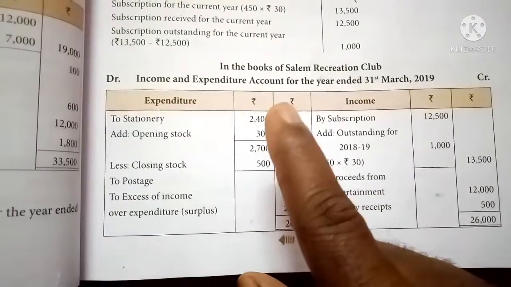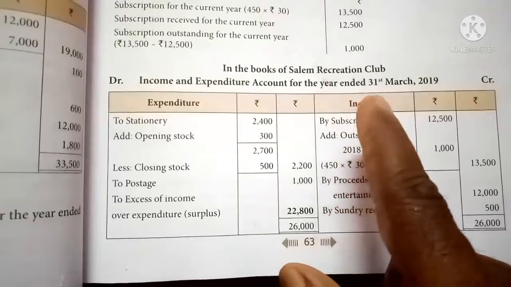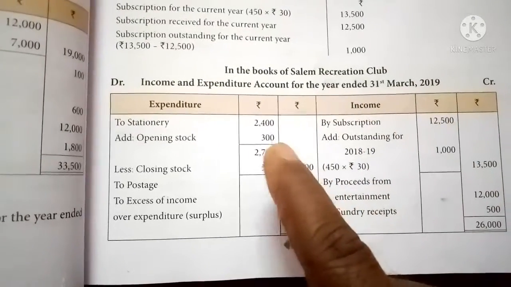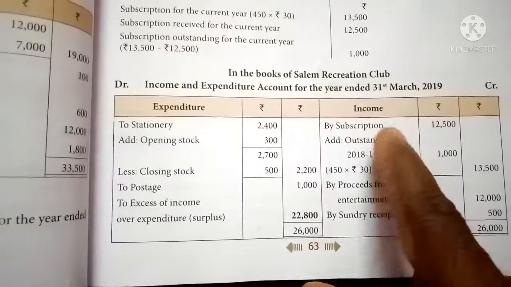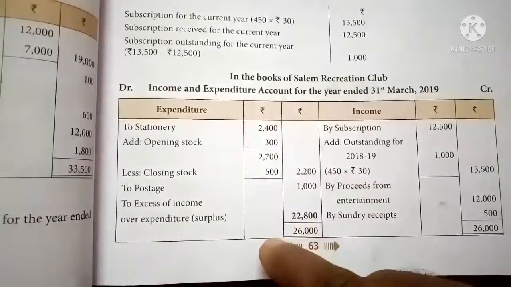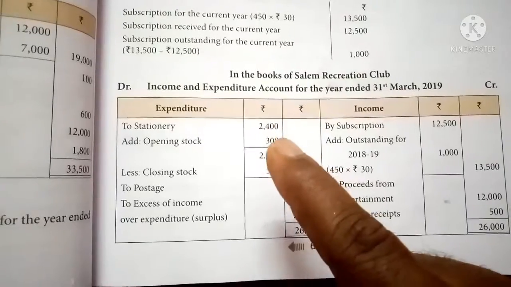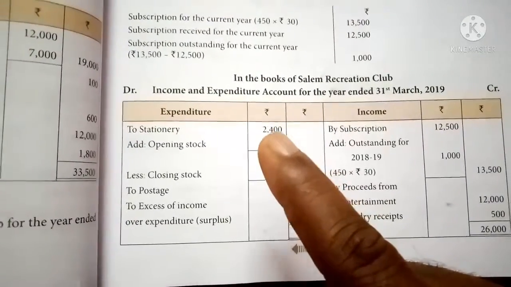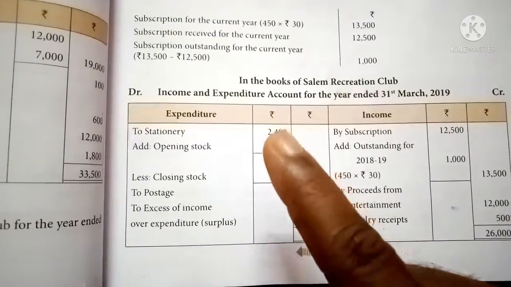Write the heading: Income and Expenditure Account for the year ended 31st March 2019. Make the necessary columns. From the income side, from the receipt side given in the sum, take only the revenue receipts. There are 3 revenue items.